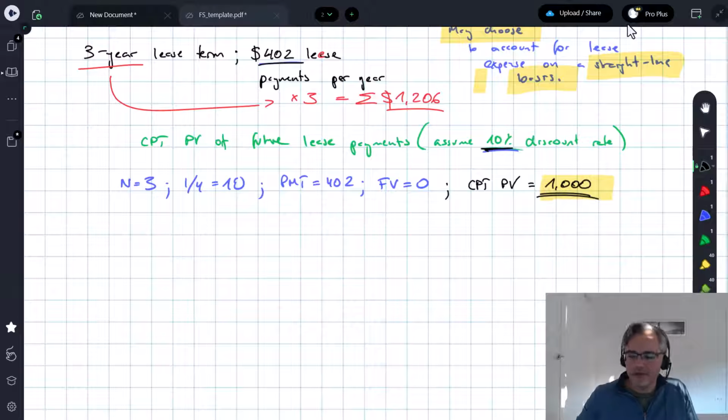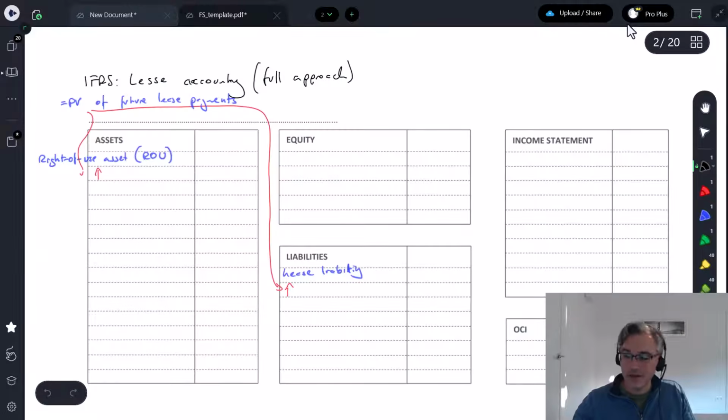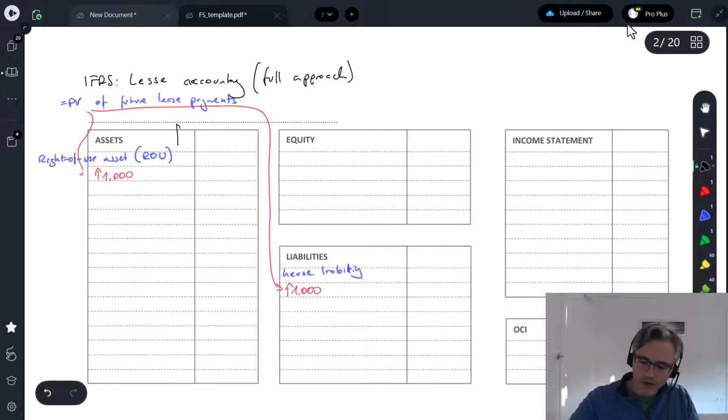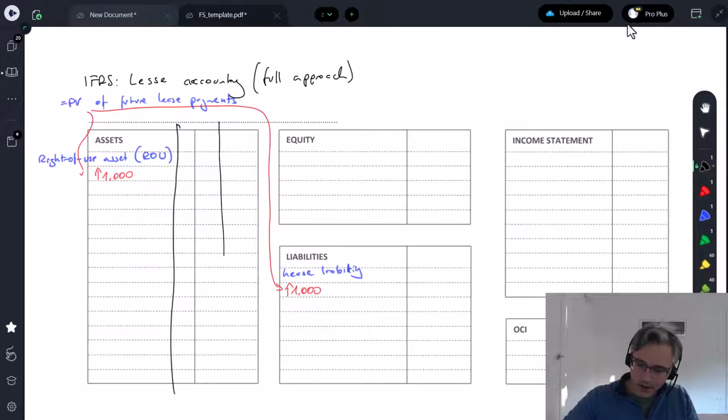You don't have to deal with that, although your book does mention it, for no good reason, I think. Anyway, 1,000 over here, 1,000 over here. But that's just the initial entry when the lease is commenced. What will happen next may strike you as odd. I will nevertheless walk you through it because your book requires you to understand this.